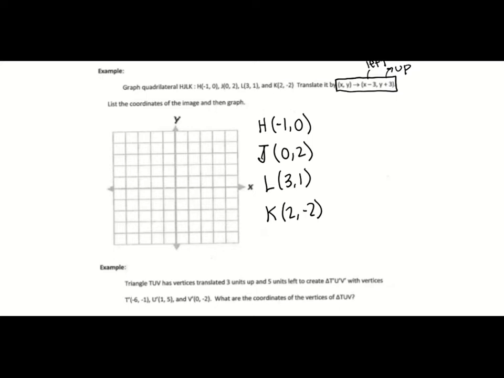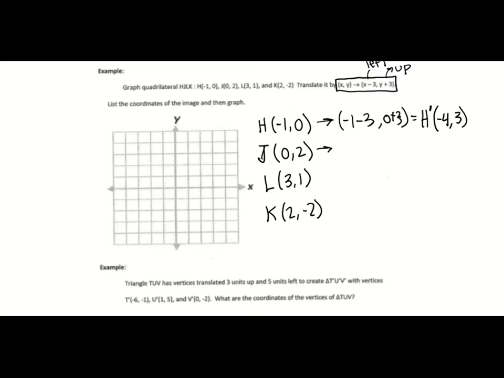Okay, so if I'm taking my original points and I want to translate it by this coordinate form here, I'm going to take my first point H, I'm going to subtract 3 from my x, so I have -1 minus 3, and add 3 to my y, 0 plus 3, which gives me -4, and 0 plus 3 is 3. This is my H prime. H prime is -4, 3.